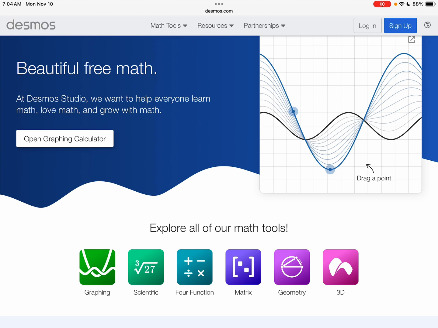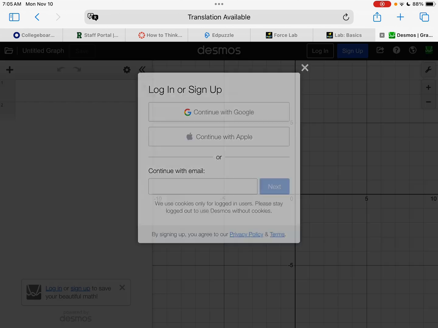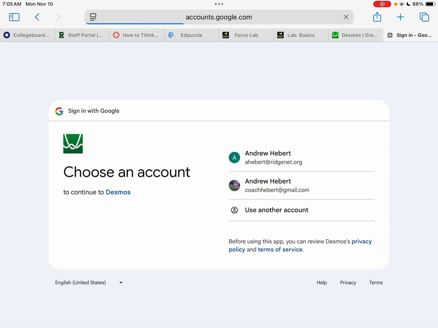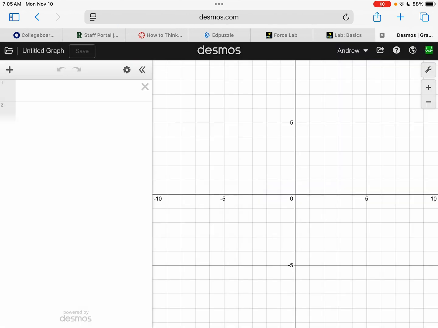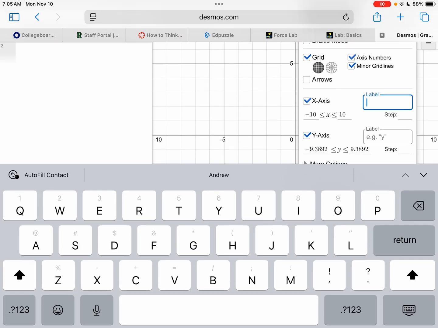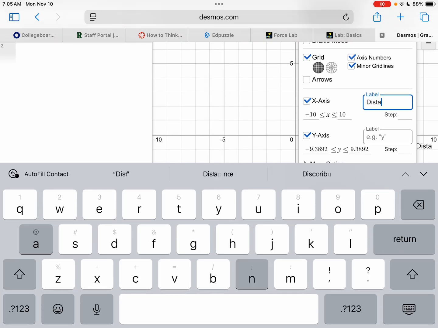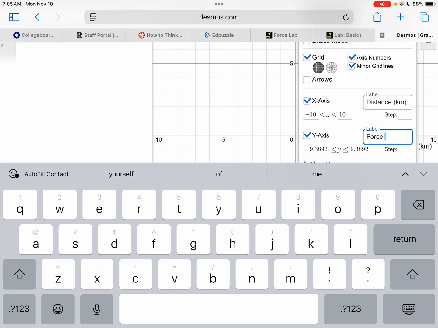Now make sure you log in so that you can save your graph. So I'm going to hit login, continue with Google. You'll do the same thing. And we'll set up our graph before we start graphing. Now the force is going to change based on the distance. So distance is what we're changing, so that's measured in kilometers. And force is what's changing as a result of that, and we're going to measure that in newtons.